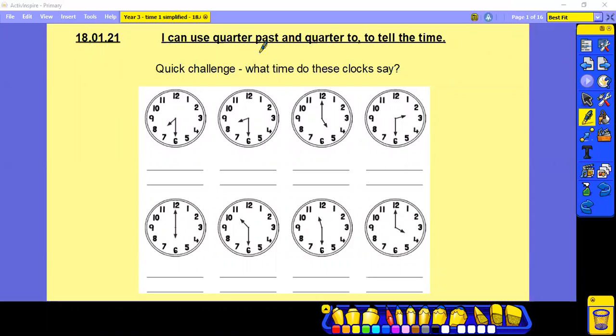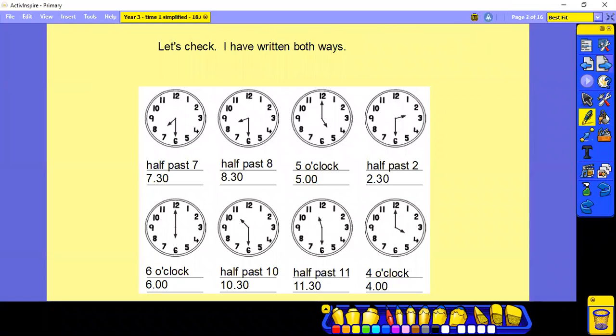So, quick challenge for you. What time do these clocks say? Pause whilst you have a try. So let's check. I've written both ways just in case, so you check which way you've written. I've put 7:30, 8:30, 5 o'clock, 2:30, 6 o'clock, 10:30, 11:30, 4 o'clock. How did you get on?